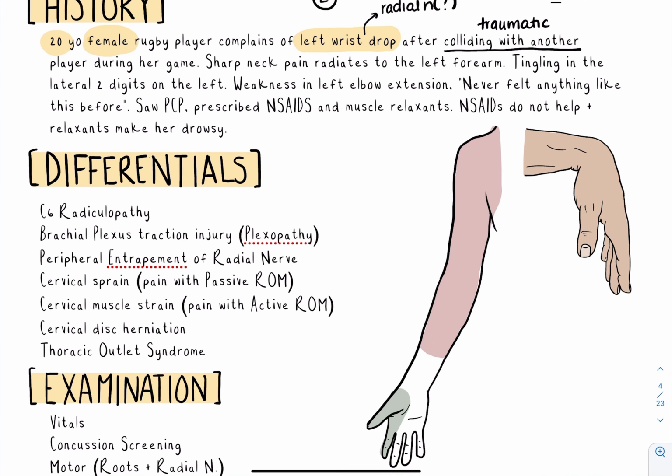What else could it be? Well, it could be peripheral entrapment of the radial nerve. Where are different areas where the radial nerve can be entrapped? Well, a common area for trauma to happen to the radial nerve is in the spiral groove. So that's a common place that we see it. It can also be commonly impacted by muscles like our brachioradialis.